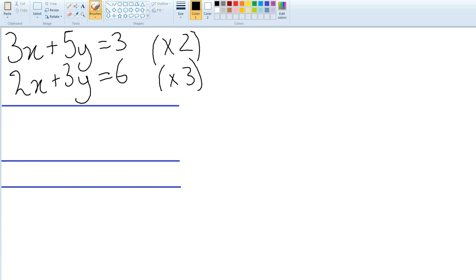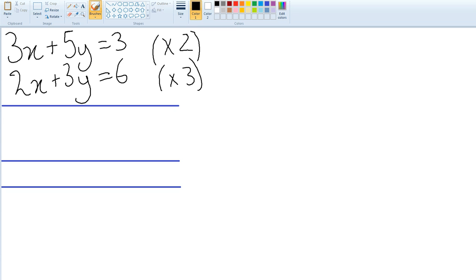However, this one, there aren't any ones like that, so we're going to have to find the lowest common multiple. In this case, I'm going to go for 3x and 2x. I'm going to try and make them the same, so we'll find the lowest common multiple of them, which is 6. In order to get 6x from 3x, you're having to times through by 2. So let's times all of the top equation by 2.